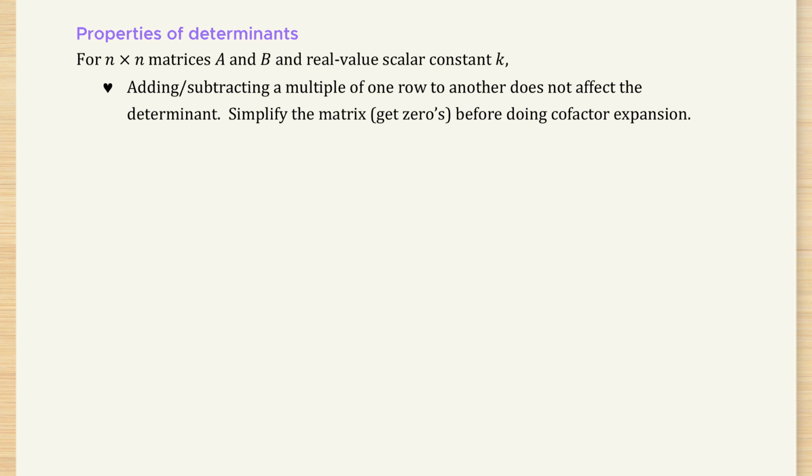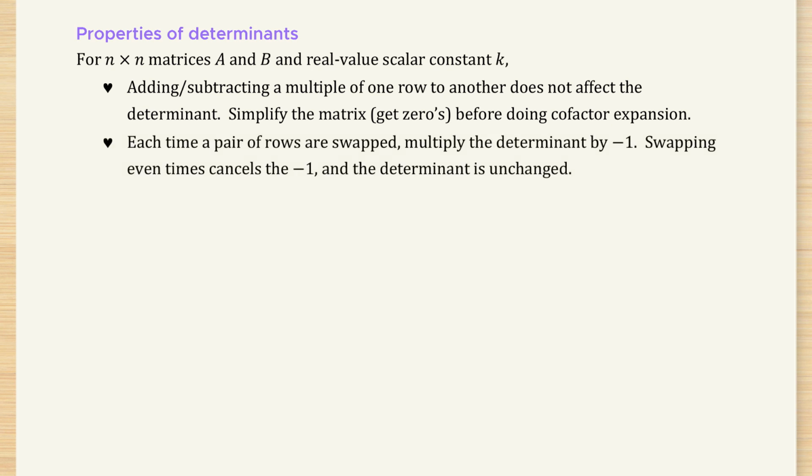Here are some properties of determinants that we have to memorize. Adding or subtracting a multiple of one row to another actually doesn't affect the determinant. We can use that to our advantage. We can simplify the matrix, get as many zeros as possible before doing cofactor expansion.